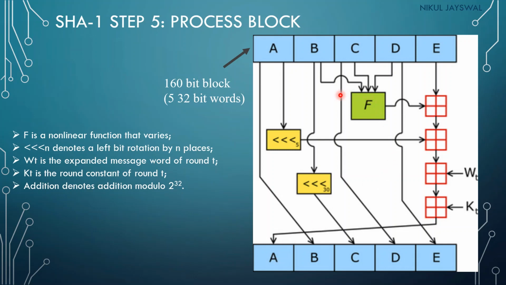So you can see here various operations. This is the left shift of 5. Shift of n denotes the left bit rotation by n places. Then here, left shift of 30 bits means a 30-bit left rotation. Now this is the addition, so we will perform the addition modulo 2^32. Clear? Now this is A, B, C, D, E. The size of A will be 32 bits, size of B will be 32 bits, and likewise for C, D and E. Clear?